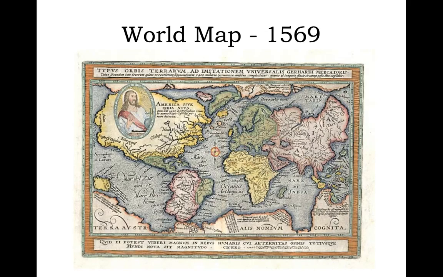This is a world map from the year 1569. Maps don't quite look like this today, and that's because geographers have been able to explore more of the world and get an accurate picture as to what the globe looks like, largely thanks to space exploration.